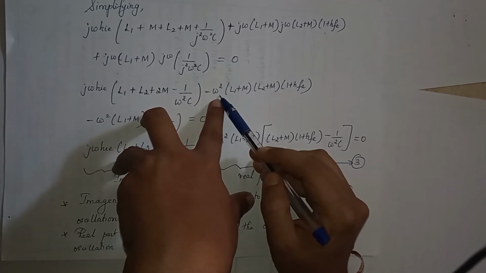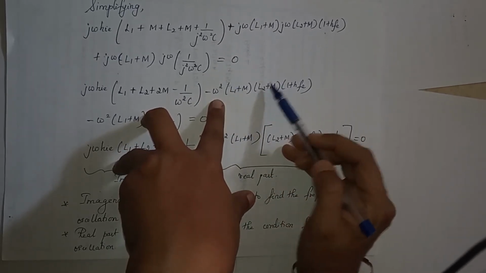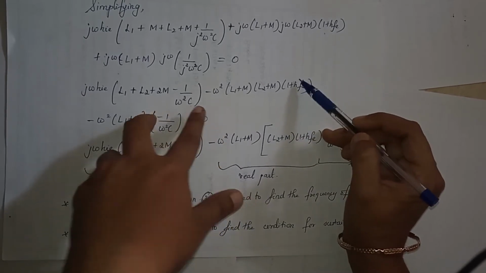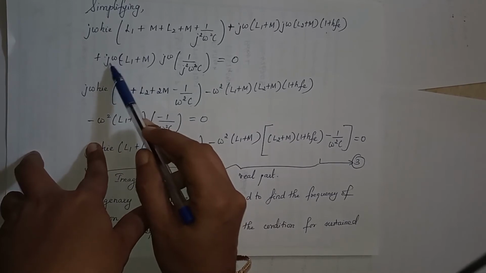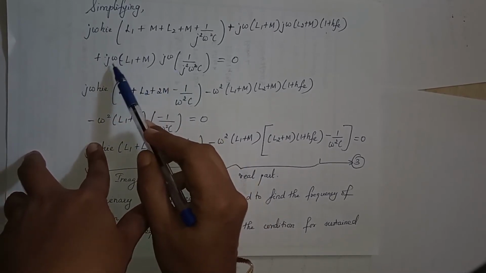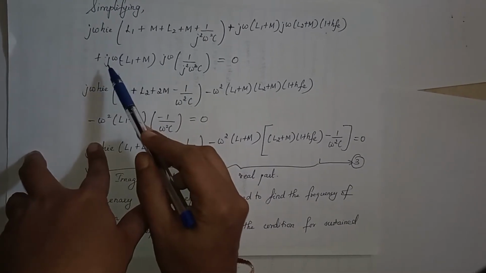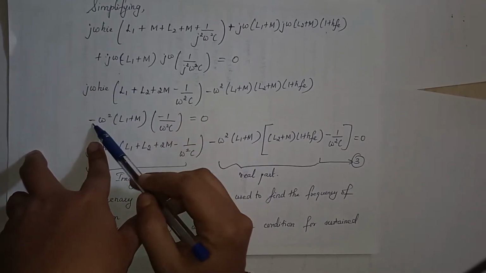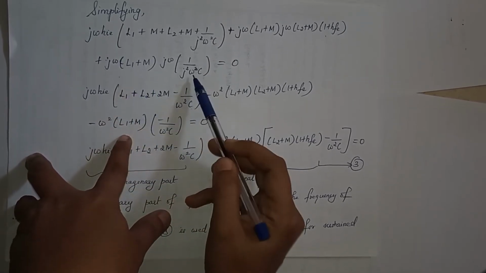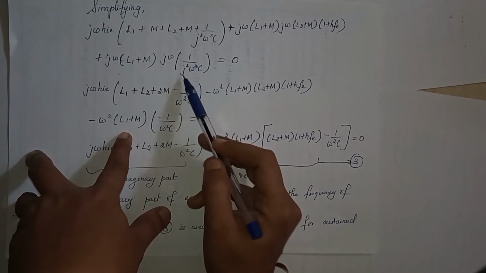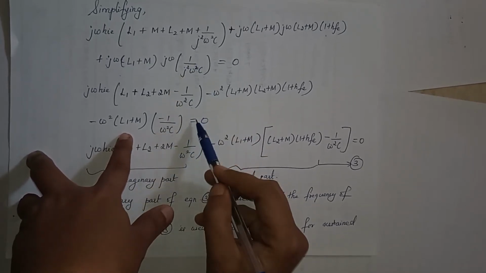So it is minus omega squared, L1 plus M, L2 plus M over here as it is, and then 1 plus HFE. Again coming to the last term, that is the third term, we've got two j omega terms. When we multiply these two terms, I'll be getting j squared omega squared. The value of j squared is minus 1, so I'm writing it as minus omega squared. This term comes as it is, so L1 plus M. And here, this 1 by j squared, I can write it as minus 1 by omega squared C. That is equal to 0.